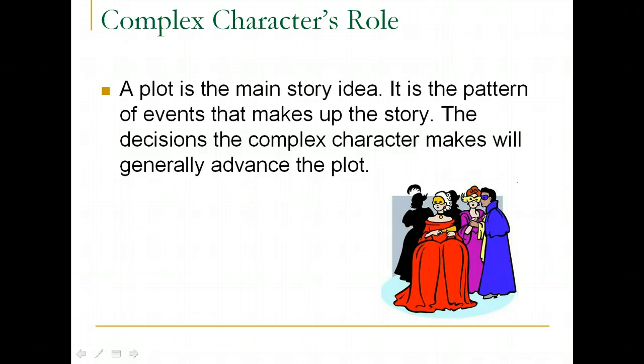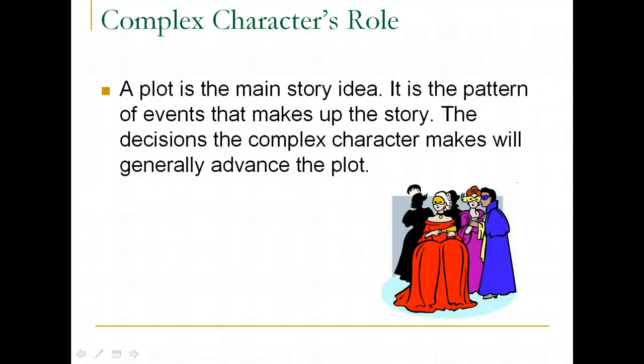A plot is the main story idea. It is the pattern of events that makes up the story. The decisions the complex character makes will generally advance the plot. The conflict he faces makes new plot progress that will lead to a resolution.